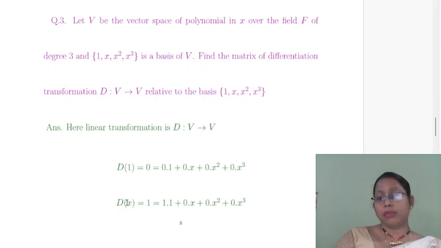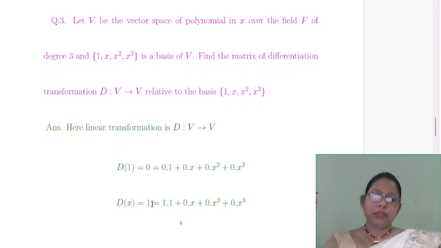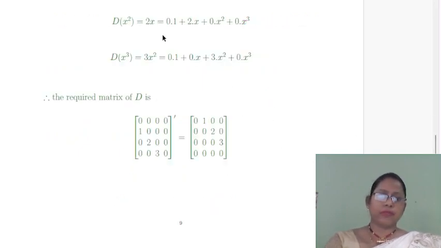Then again take the second basis element, D of x, which is equal to 1, that is, differentiation of x is equal to 1, and express this 1 in terms of the basis elements, that is 1 into 1 plus 0x plus 0x square plus 0x cube. Again take differentiation of x square, that is 2x, and express this in terms of the basis elements, that is 0 into 1 plus 2 into x plus 0 into x square plus 0 into x cube.